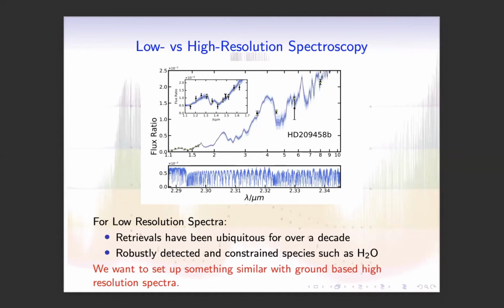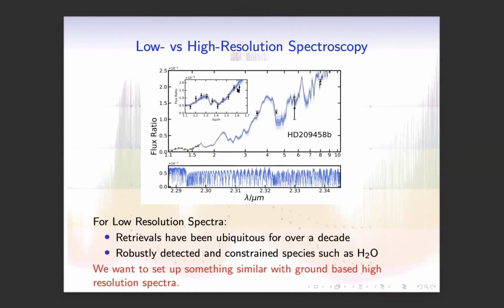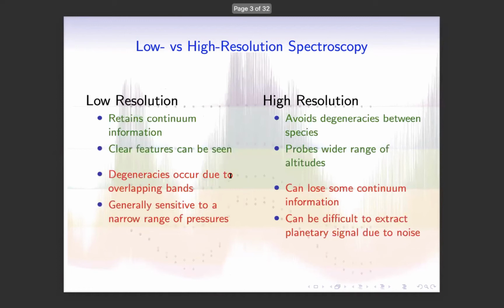However, you can get degeneracies between species at low res. And that's because when you're probing such a wide band, the absorption can occur not just from water, but from a number of other species like methane, HCN, C2H2, et cetera, all kinds of species that have absorption, say, at 1.5, 1.6 micron. And you're generally sensitive to a narrow range of pressures because of the resolution.